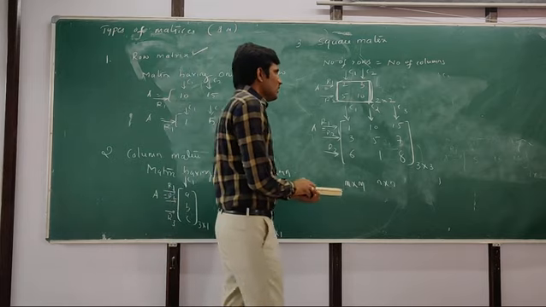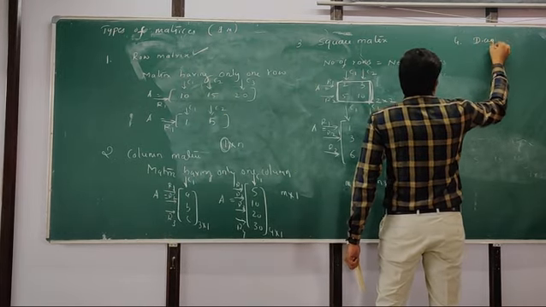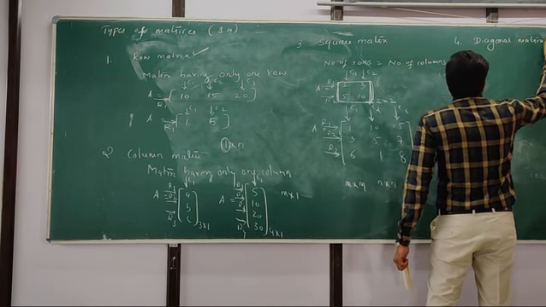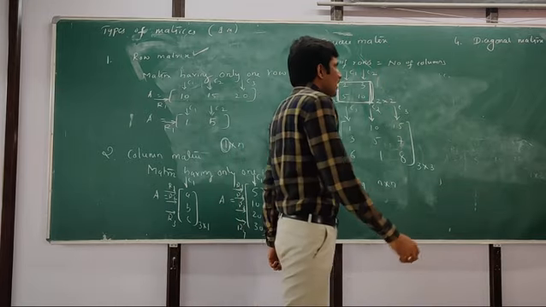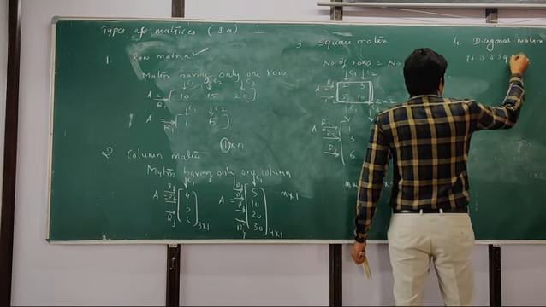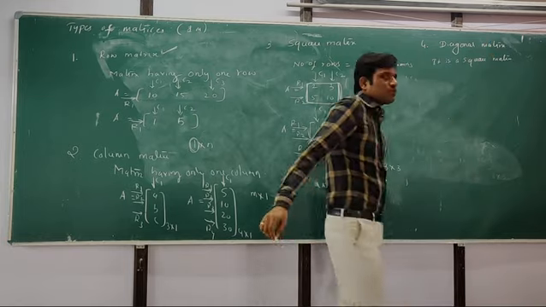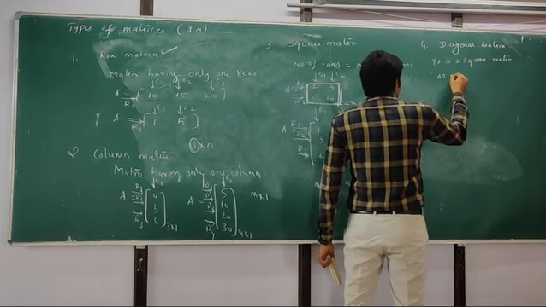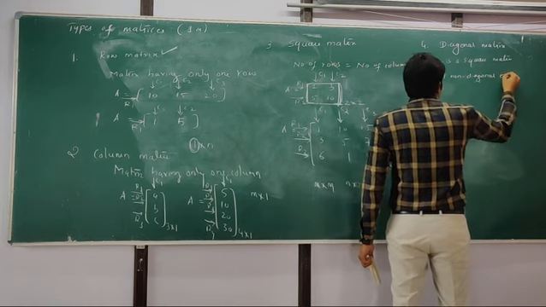Right? So the next, fourth one, is the diagonal matrix. What is the meaning of diagonal matrix? Many times they ask what is a diagonal matrix in the exam for 1 mark. So what is the diagonal matrix? A diagonal matrix is a square matrix in which all non-diagonal elements are 0. See, this is important. All non-diagonal elements are equal to 0.